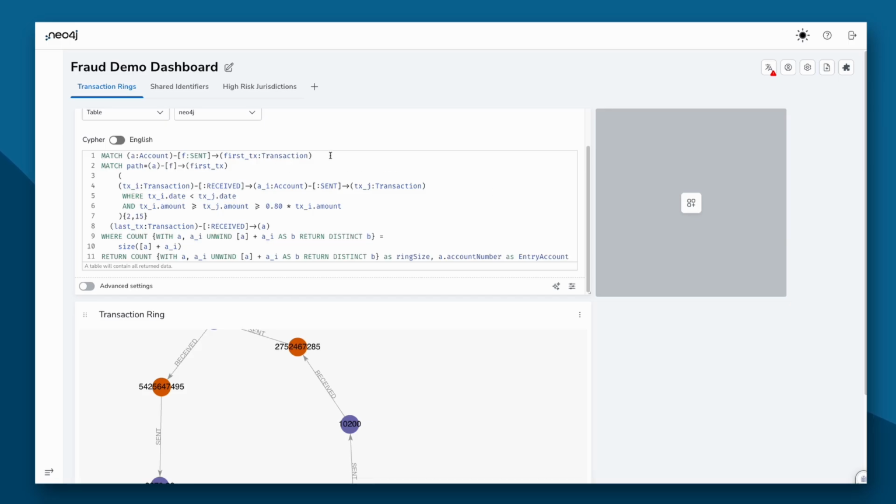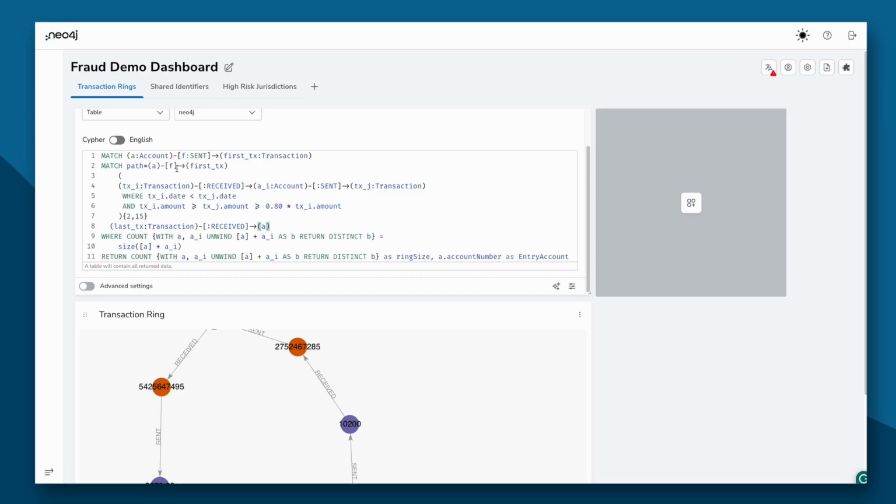Here what we're doing is matching a pattern, and the pattern that we're matching is simply an account sending some money to another account. We can see an account originates a transaction, we have a relationship sent, and there's the first transaction that kicks off this ring. And then we have a pattern which we call a quantified path pattern, where we look at how that money is then transferred to another account and eventually makes it back to the original account A. So you can see we start with A and we end with A. And then there are some things that we're checking in between.